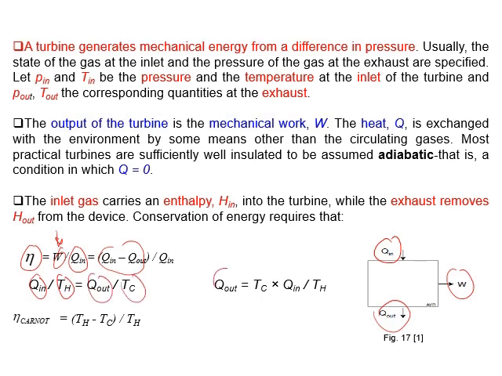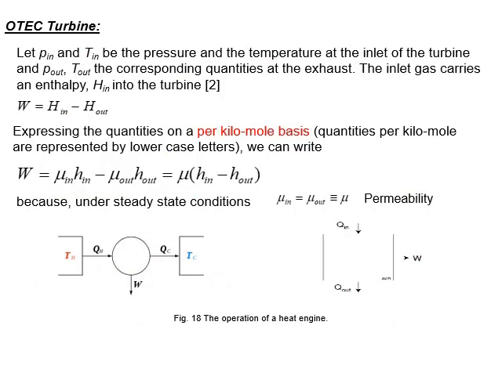So we can write temperature cold in this way, and substitute here and simplify. We get to what we call the Carnot efficiency. What does it say? Temperature difference divided by hot temperature is the Carnot efficiency, which is usually small.